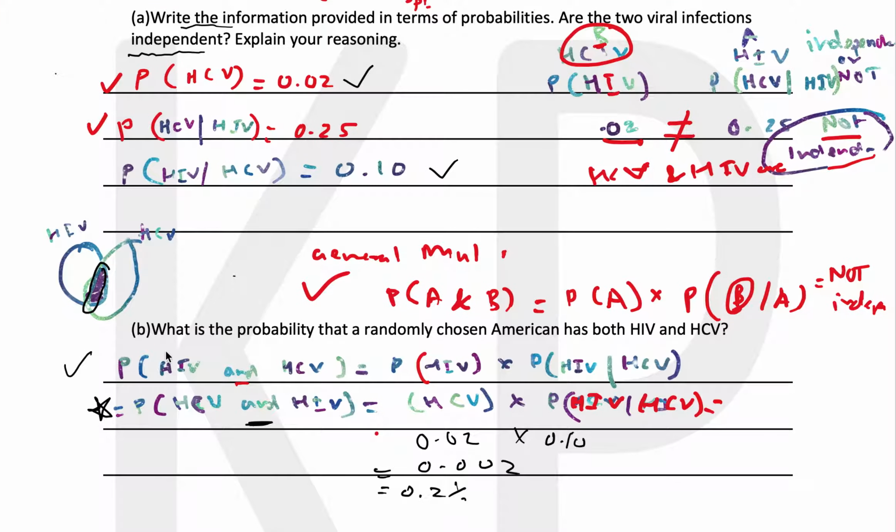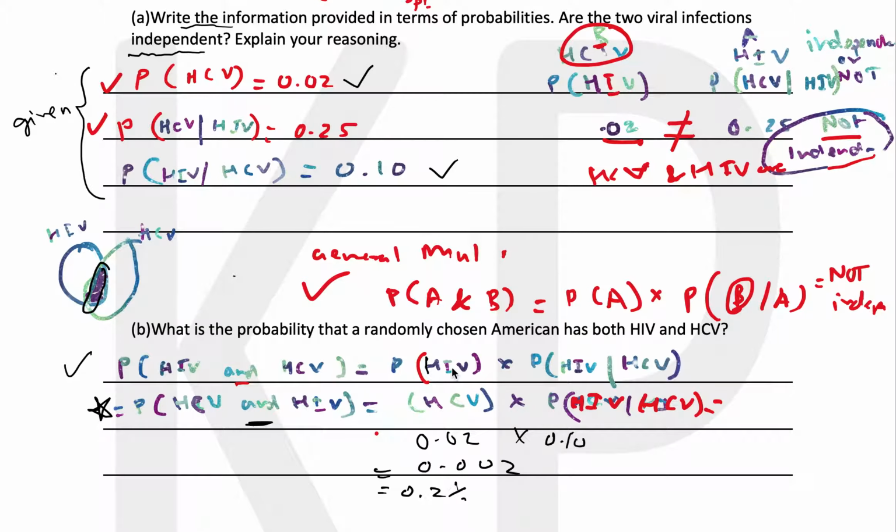So I've already written it here. Probability of HIV and HCV is probability of HCV and probability of HIV given that HCV has already occurred. Now go back and see in your data what is given. This is the given information from your question stem.